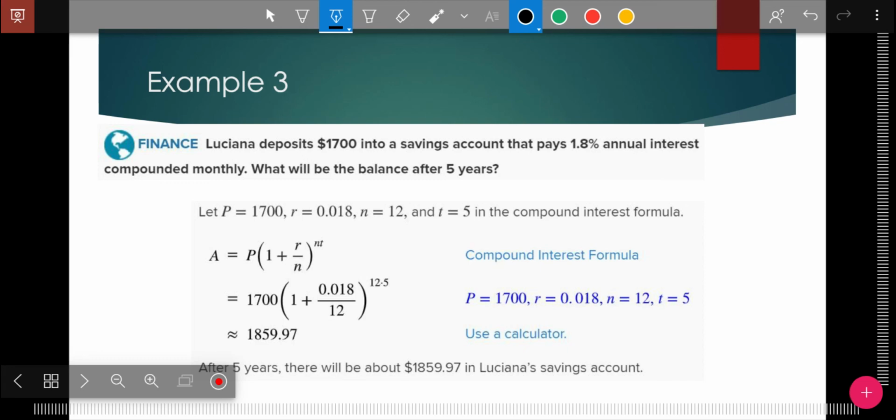In this case, the answer was $1,859.97. So a very small interest rate. Now this would be like a very basic savings account. You have to be a little more risky to get a big amount, but she made $159.97 for doing nothing with her money but putting it in the bank.